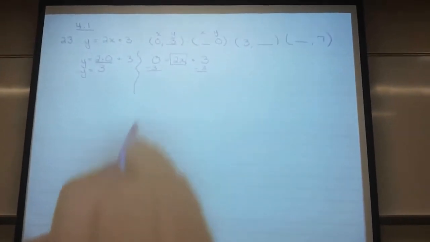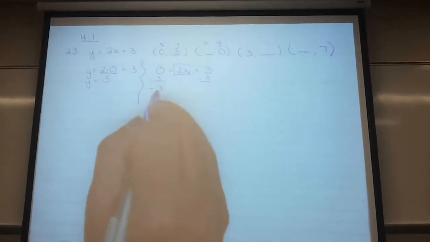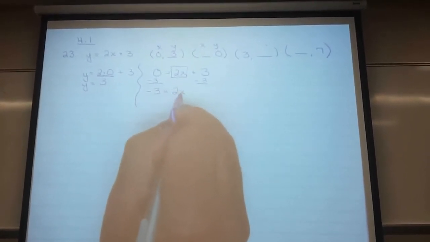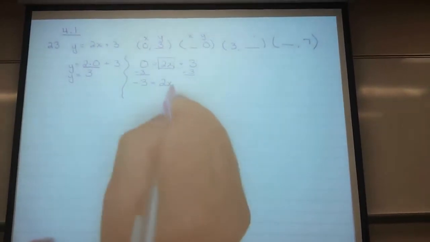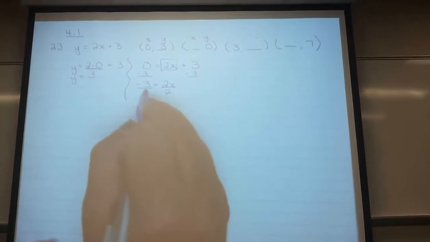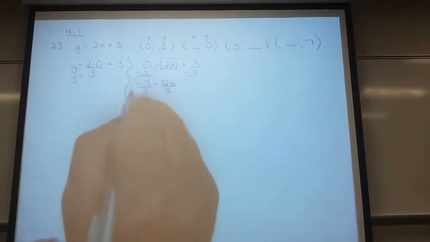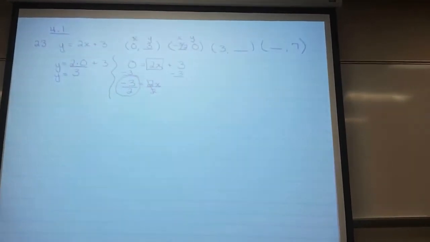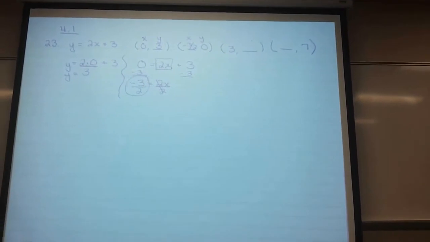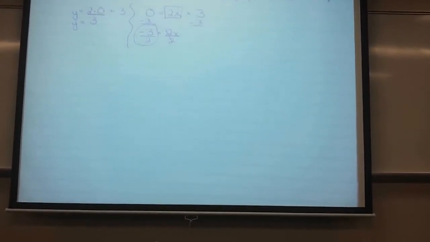So 0 minus 3 is negative 3 equals 2x. And then how would you solve for x? Get that x off? Divide by 2. And you can leave it as negative 3 halves, or you could write it as negative 1.5. It doesn't matter how you look at it, either way. So it can give you a fraction. And you would do the same with the others.